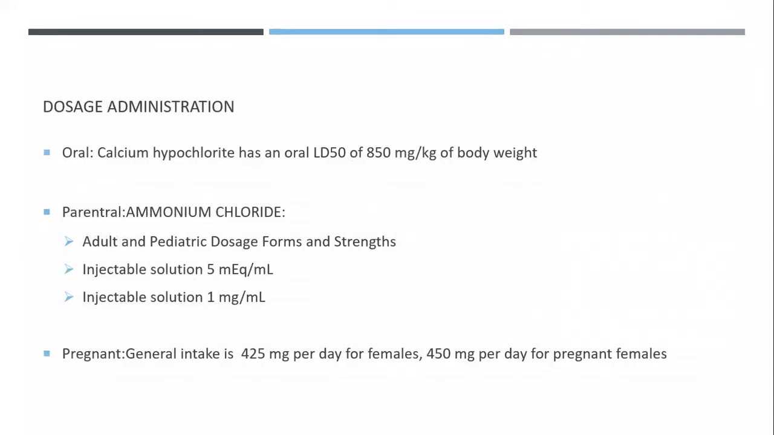Dose administration: orally, calcium hypochlorite has an oral LD50 of 850 mg per kg of body weight. Parenteral is ammonium chloride, adult and pediatric dosage form and strength. The injectable solution is 5 milliequivalent per ml, and the second is an injectable solution of 1 mg per ml. Pregnant general intake is 425 mg per day for females and 450 mg per day for pregnant females.